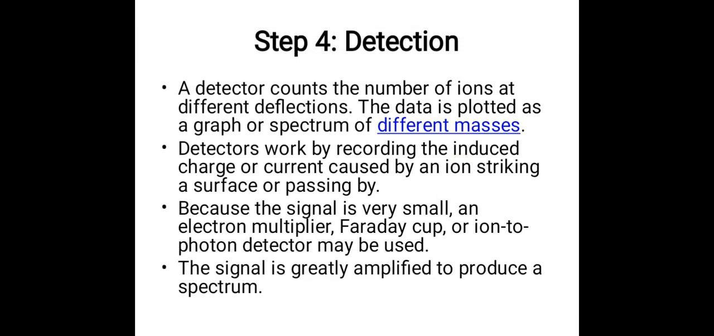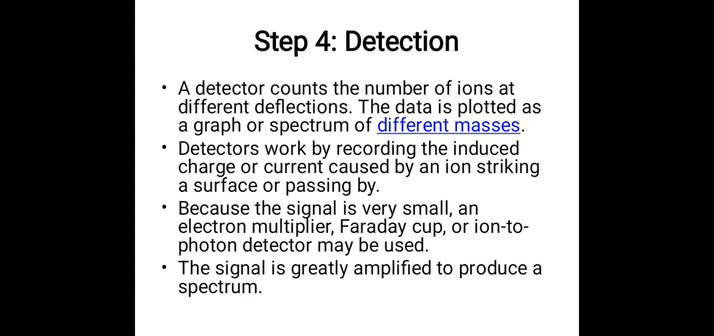Let's continue learning about mass spectrometry. Detection: a detector counts the number of ions at different deflections. The data is plotted as a graph or spectrum of different masses.